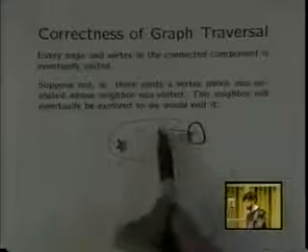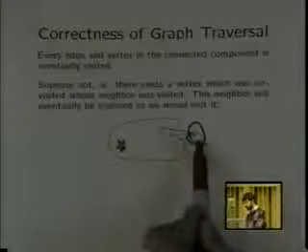Suppose it didn't. Suppose that we have a connected component, and there is some vertex out here, and in the course of our traversal, we start walking from here. Suppose our algorithm was incorrect. That would mean we never discovered this vertex. Well, if the graph is connected, there's going to be some edge between a vertex we didn't discover and a vertex we did discover.